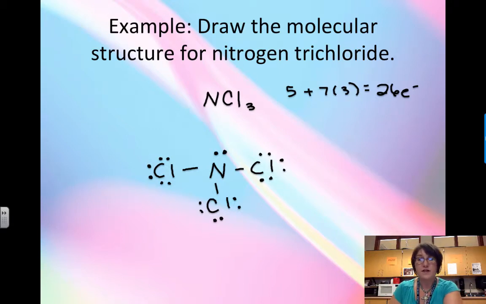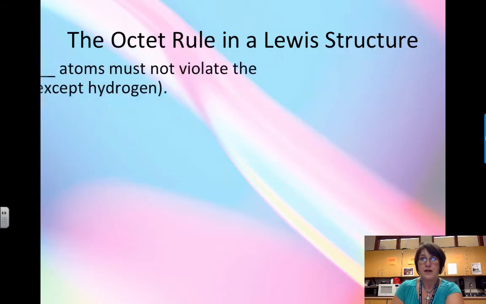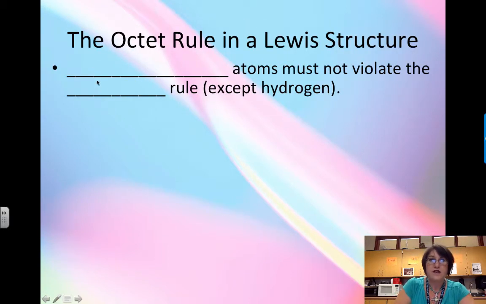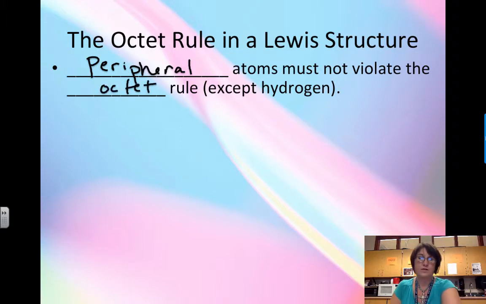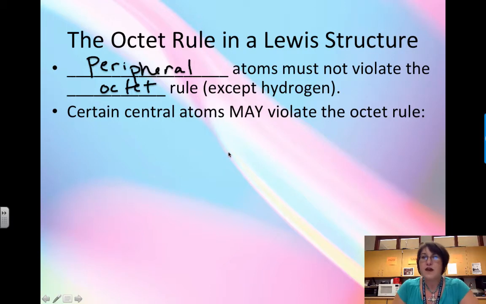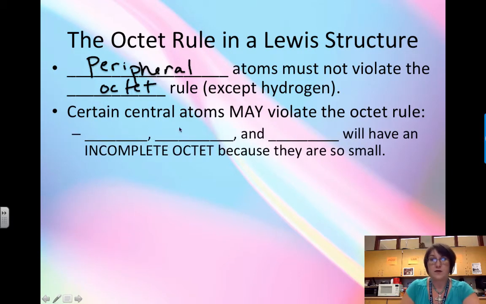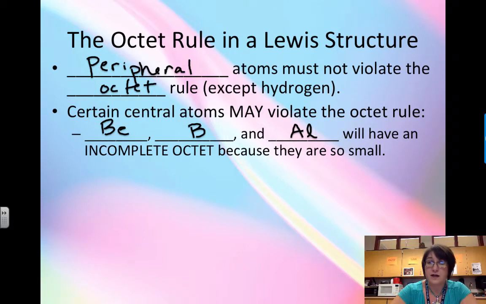So now let's move on to something a little more complicated. The octet rule in a Lewis structure is never going to be violated by peripheral atoms. That means the ones on the outside. Central atoms may sometimes violate the octet rule. Sometimes, if we have something really small, like beryllium, boron, and aluminum, then we won't have room for 8 electrons around it. Beryllium has only 4 protons, so they'll sometimes have an incomplete octet because they're so small.